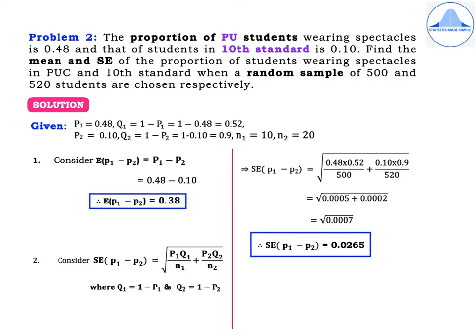So substituting all the values which are known, we get standard error of P1 minus P2 is equal to root of 0.48 into 0.52 divided by 500 plus 0.10 into 0.9 divided by 520, which is equal to root of 0.0005 plus 0.0002, which gives root of 0.0007. Therefore, standard error of P1 minus P2 is equal to 0.0265.